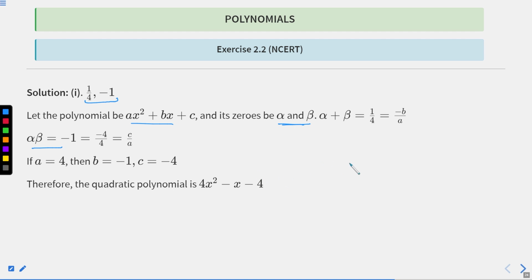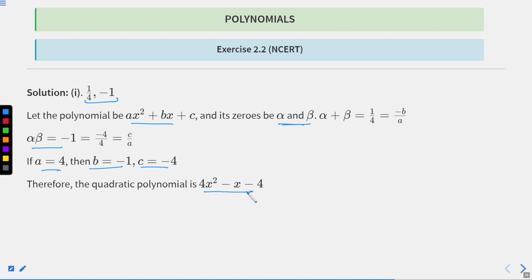So now if a is equal to 4, then b is equal to -1. Okay, and c is equal to -4. So therefore the quadratic polynomial which fits the given condition is 4x square minus x minus 4. Okay.